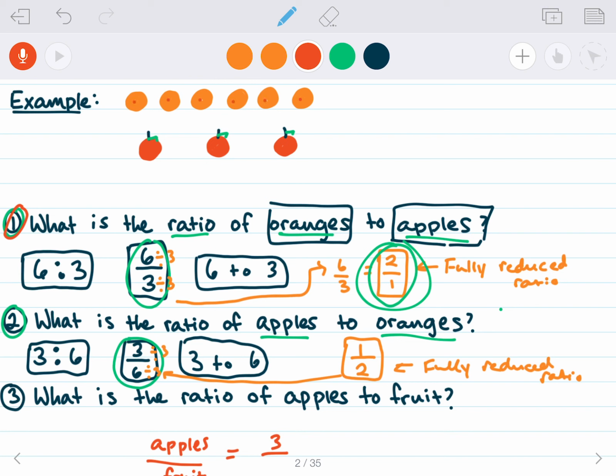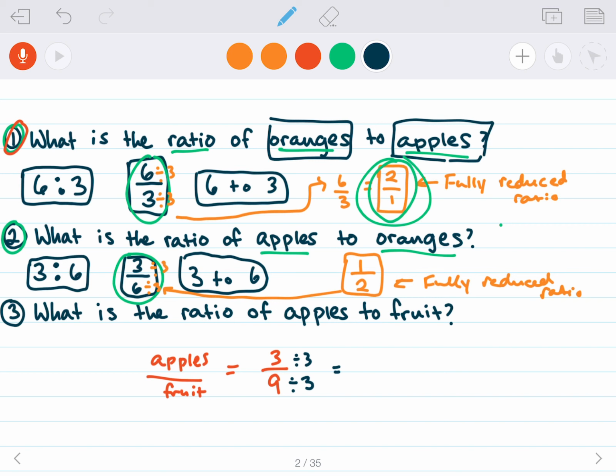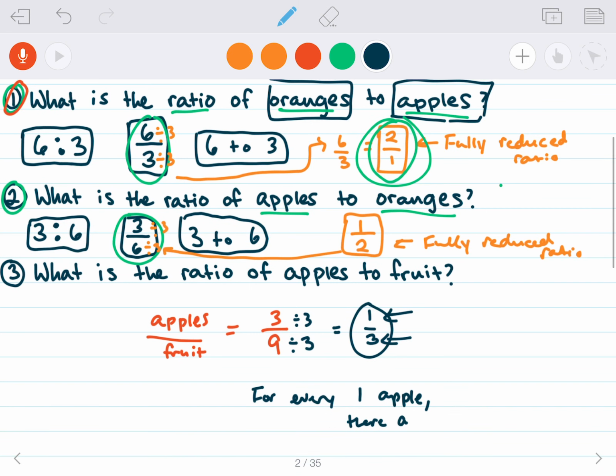So if I reduce by 3 to get an equivalent ratio or fraction, 3 divided by 3 is 1, and 9 divided by 3 is 3. So the ratio of apples to fruit is 1 to 3. So for every 1 apple, there are 3 fruit.